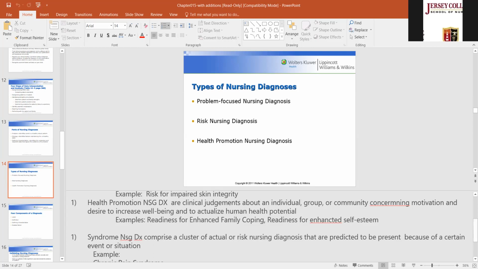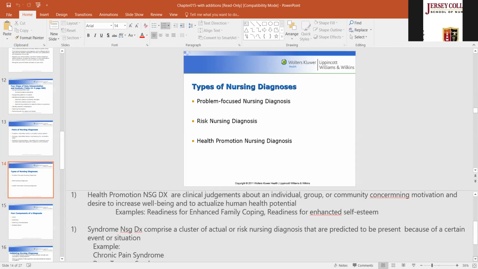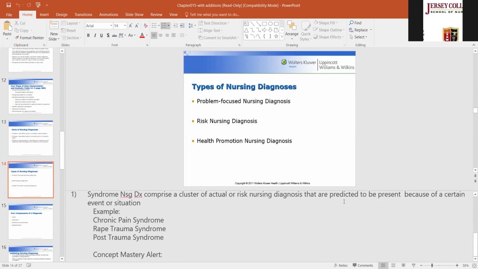And then syndrome nursing diagnosis. This is where we comprise the actual or risk nursing diagnoses that are predicted to be present because of a specific event or situation. Did somebody call me? Chronic pain, rape trauma, post-trauma.